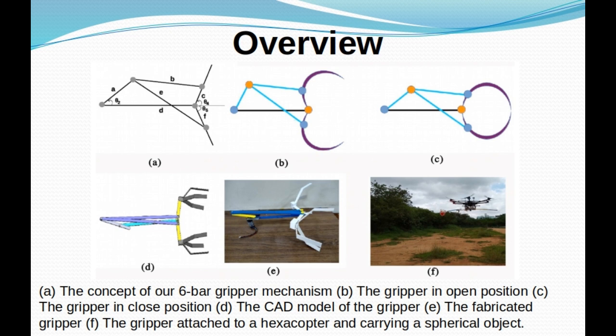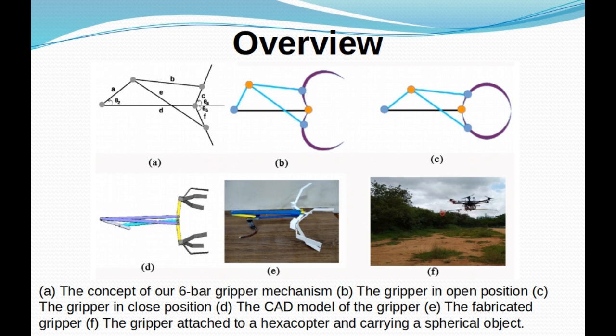In figure A, you see the sketch of the mechanism. It is basically two 4-bar mechanisms put together in a loop. Figure B shows the opening of the gripper and figure C shows the closing of the gripper. Figure D is the CAD model of the gripper and figure E is the prototype that was made, and in figure F the hexacopter carrying a spherical object is tested.